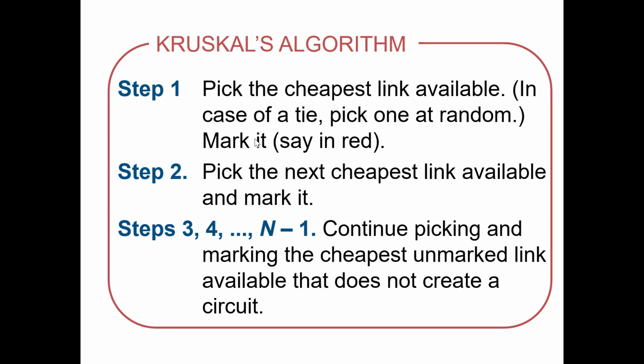And so in a network, we want to find the cheapest spanning tree, the minimal spanning tree, right? And so then Kruskal's algorithm tells us how to do that. It's basically the cheapest link. So pick the cheapest link available. In case of a tie, pick one at random, mark it, say in red. Pick the next cheapest link available and mark it. Steps 3, 4, all the way to n-1. Continue picking and marking the cheapest unmarked link available that does not create a circuit. So you just don't want to create circuits, and then you're good.